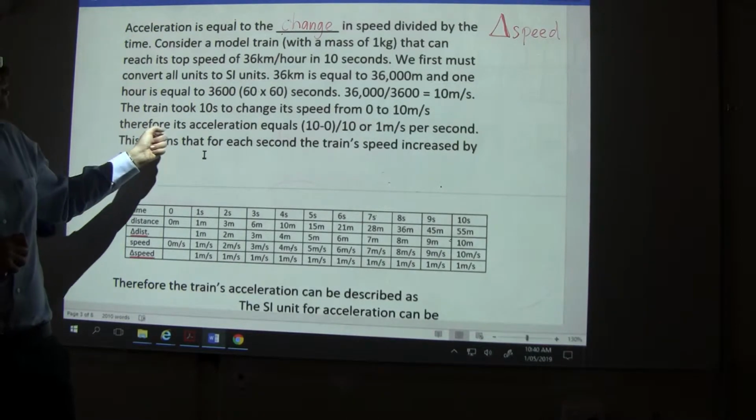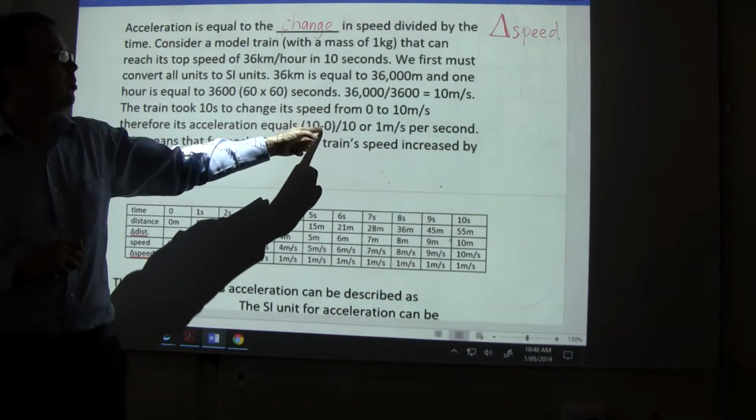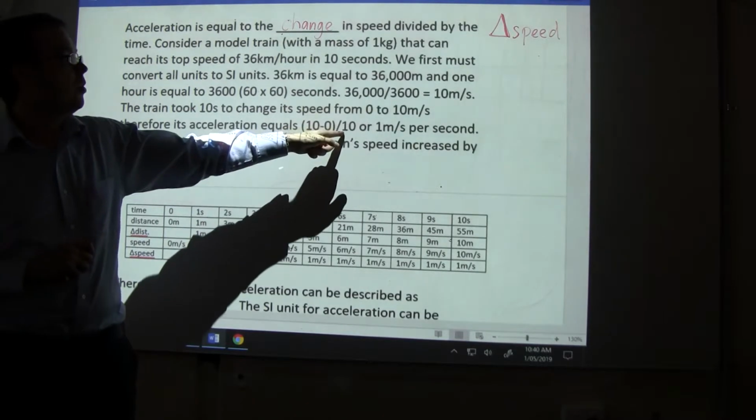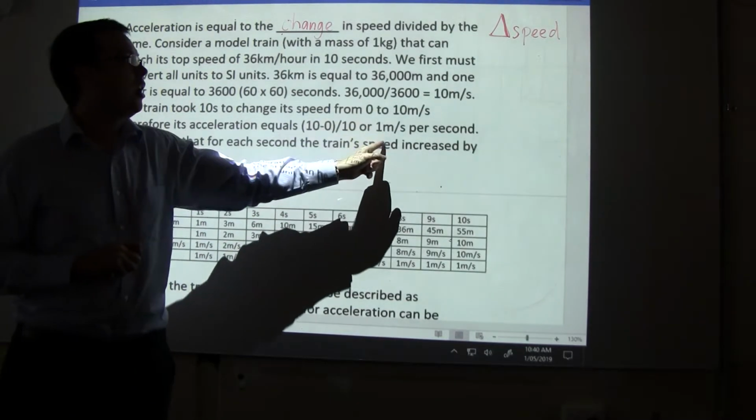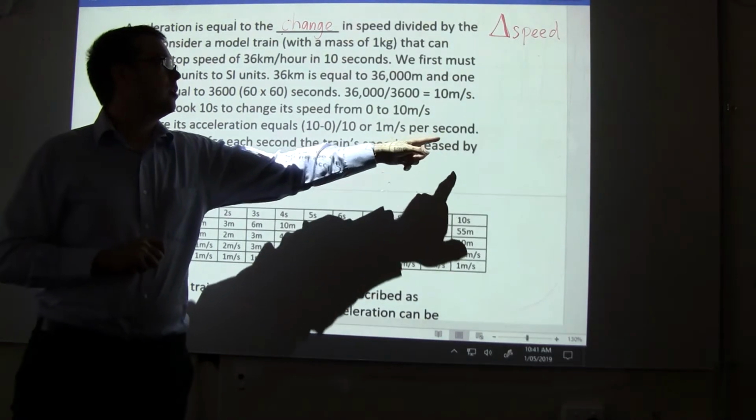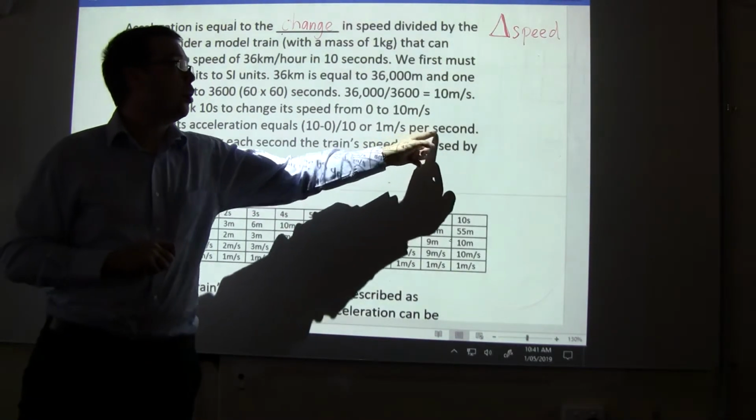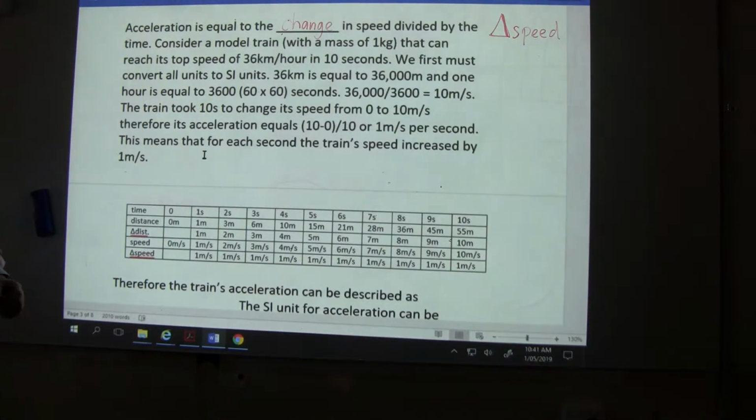Now, therefore, its acceleration is its change in speed, 10, divided by 10, which is 1 meter per second per second. This means that for each second, the train's speed increased by 1 meter per second.